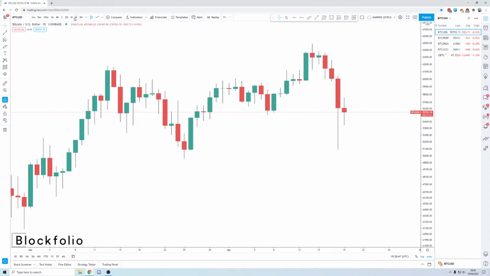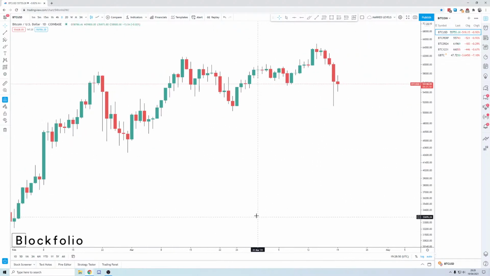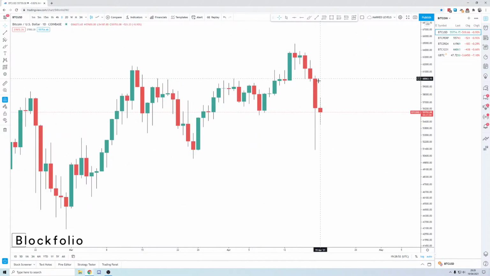So for me, this is one of those cases where I either want to buy higher or I want to buy lower. I don't want to buy in the middle of nowhere, and structurally this is neither here nor there.